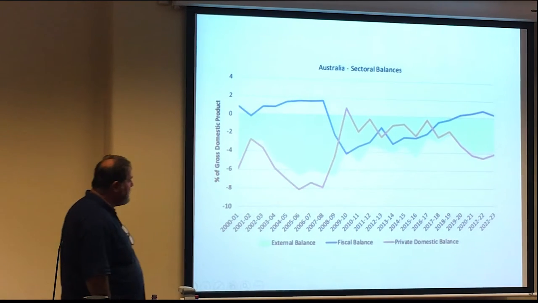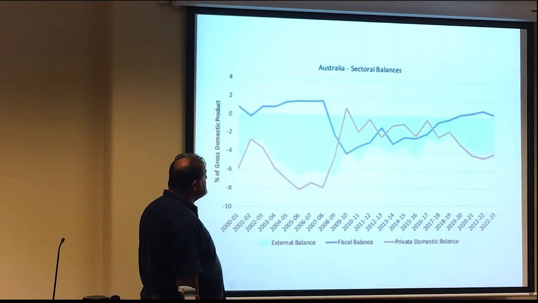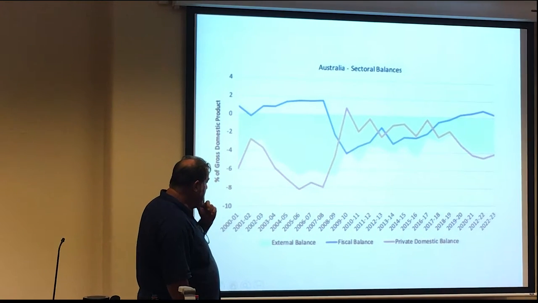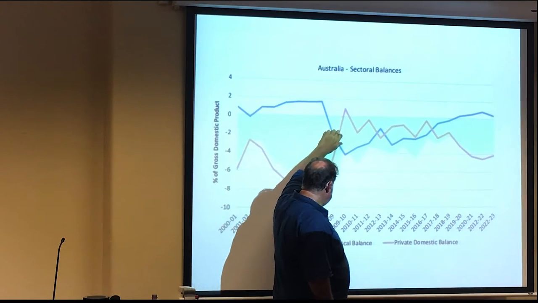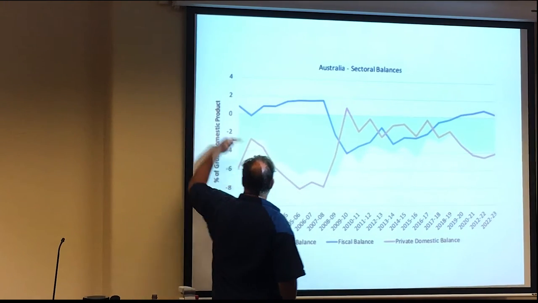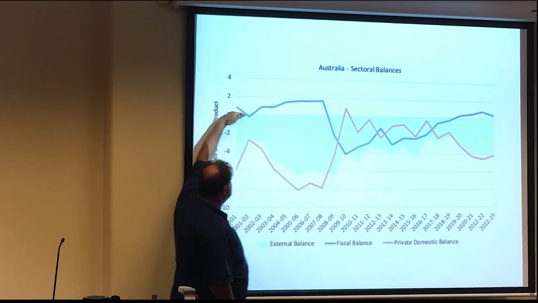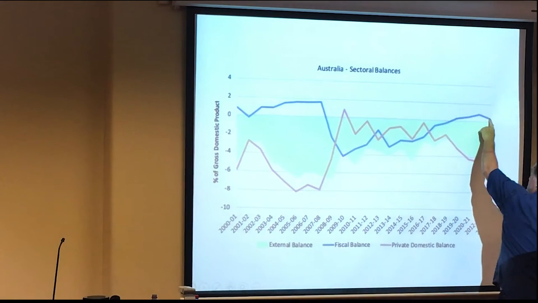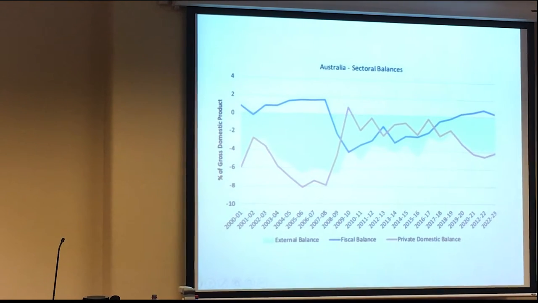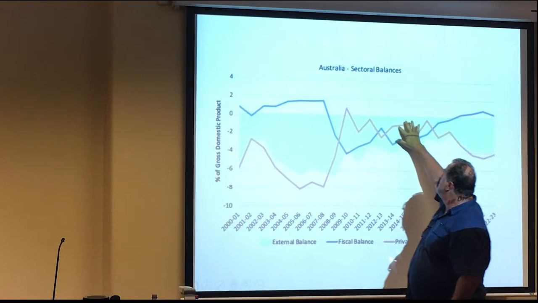Now, this is again from Bill's blog, and it just shows the sectoral balances in Australia. And if you look, first of all, this is the private domestic balance. The fiscal balance is in blue, and of course what you do is you look at zero as the benchmark and look at whether it's above the zero or below it. So this is all deficit. This is moving to surplus. And we've got the private domestic balance here shown in red.